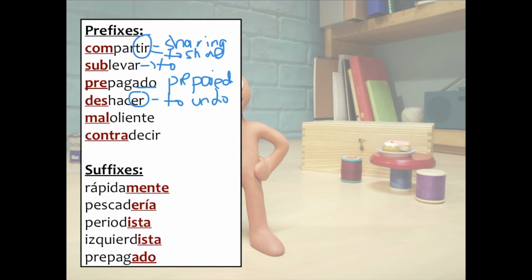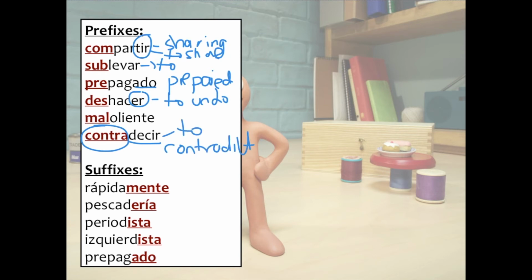Maloliente. Oliente you might not have heard of before. Oliente relates to the verb oler, to smell. So oliente is smell. Maloliente is like smelly, as an adjective. Decir, to say. And this contra as a prefix, against. Against somebody, you get to contradict.